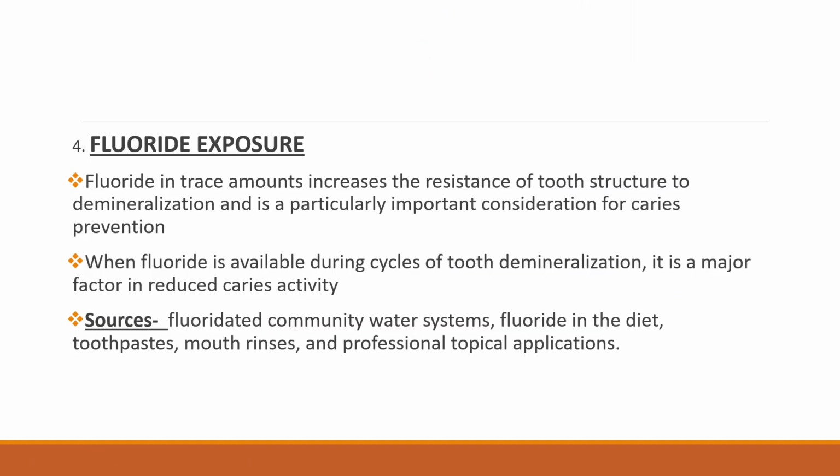Now, fourth factor in caries prevention is the fluoride exposure. Fluoride in trace amount increases the resistance of tooth structure to demineralization, and especially when it is available during cycles of tooth demineralization, it is a major factor in reducing the caries activity. There are various sources from which an individual can acquire fluoride. It can be fluoridated community water system, fluoride in the diet, fluoride in toothpaste, fluoridated mouth rinses, or professional topical fluoride applications like APF gels and varnishes.